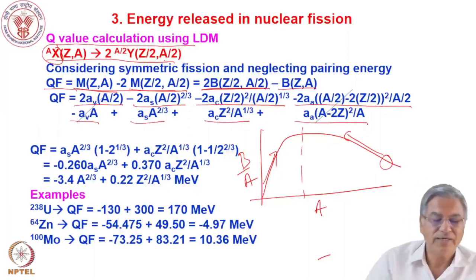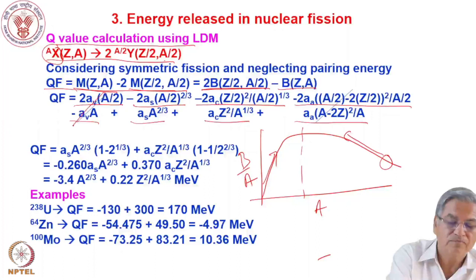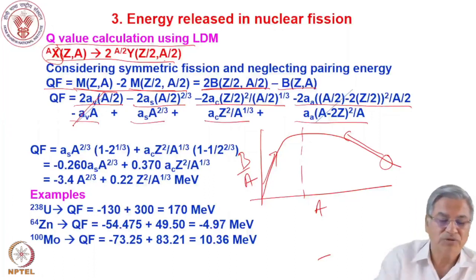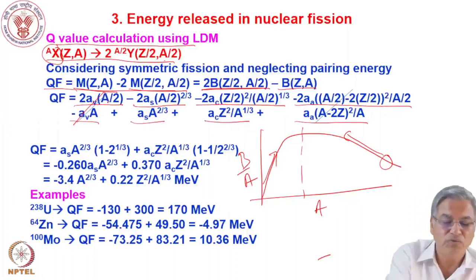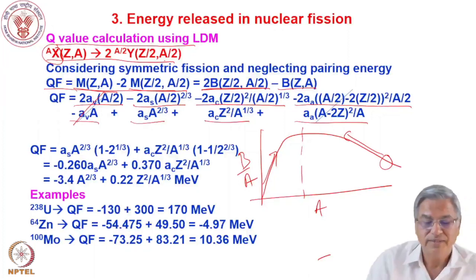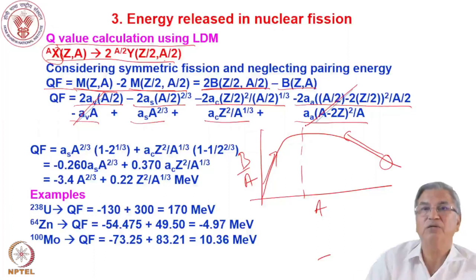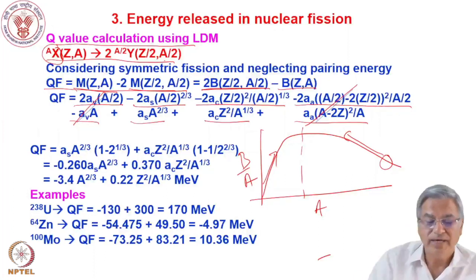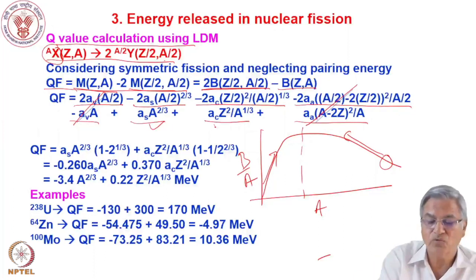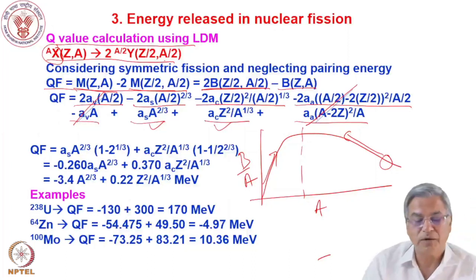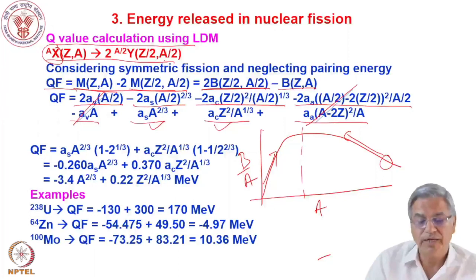Now you can see here that the volume energy term will cancel out, because 2 aV into A by 2 means aV A. Similarly, the asymmetry energy term will cancel out, whereas the surface energy and the Coulomb energy terms will not cancel out, because they contain exponents of A by 2 and A.